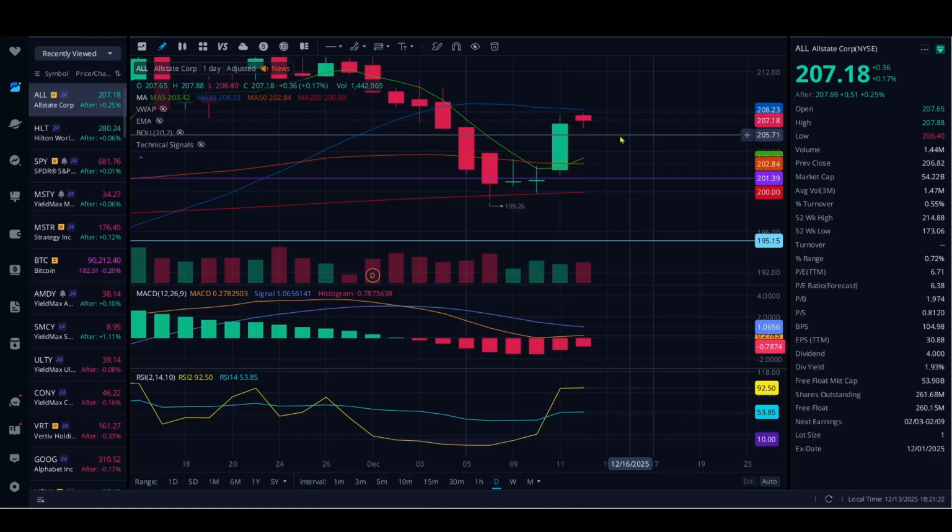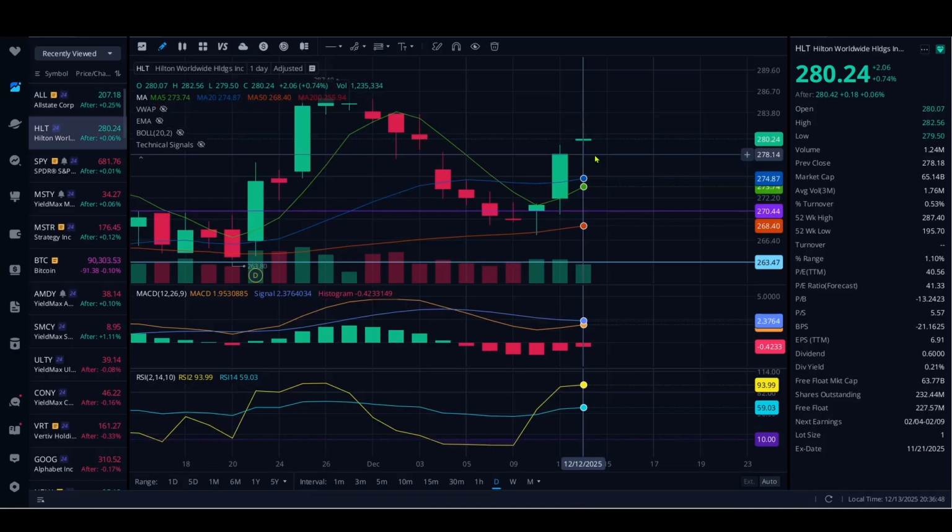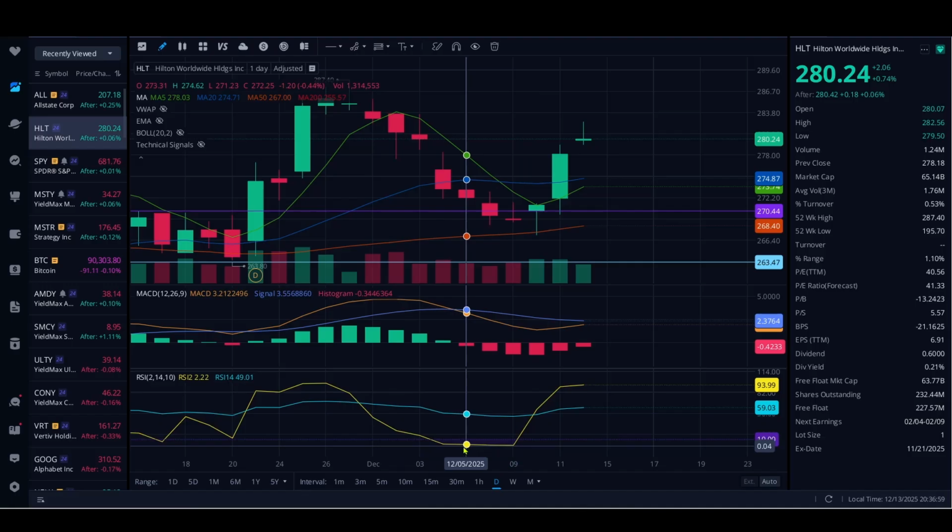So for another example, we'll take a look at HLT. And here on HLT, you can see that the RSI is high currently, but it did dip down earlier. So let's just go ahead and take a look at that, and let's see if it's a stock, first of all, that I would want to actually be in.